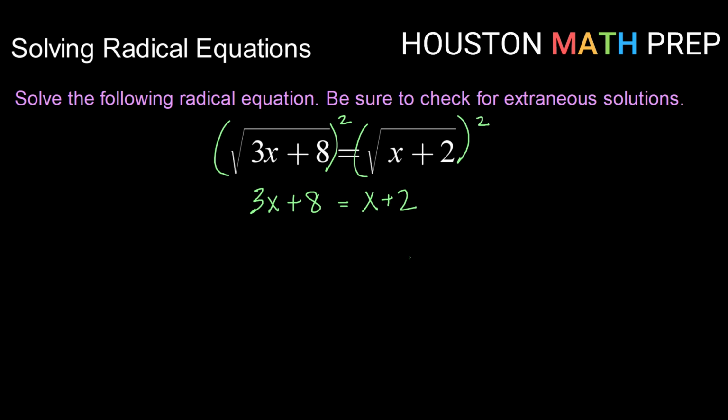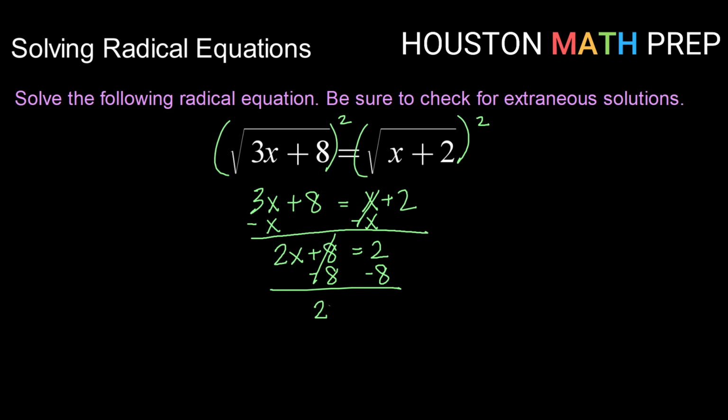Now, step 3 is typically solve the equation that remains. So I'll start off by subtracting x from both sides to gather up my x's. 2x plus 8 equals 2. Subtracting 8 from both sides, I get 2x equals 2 minus 8, which is negative 6. And dividing both sides by 2, I get x equals negative 3 as my potential solution.